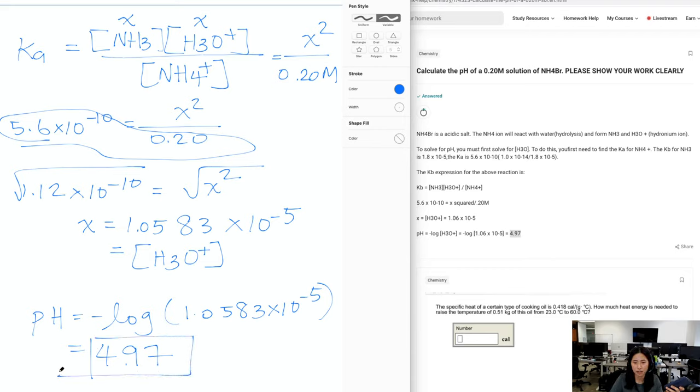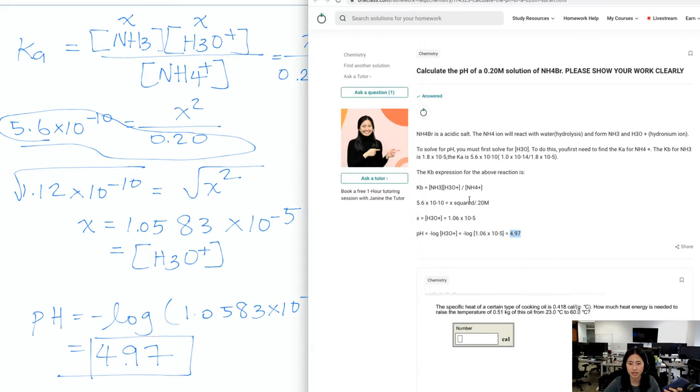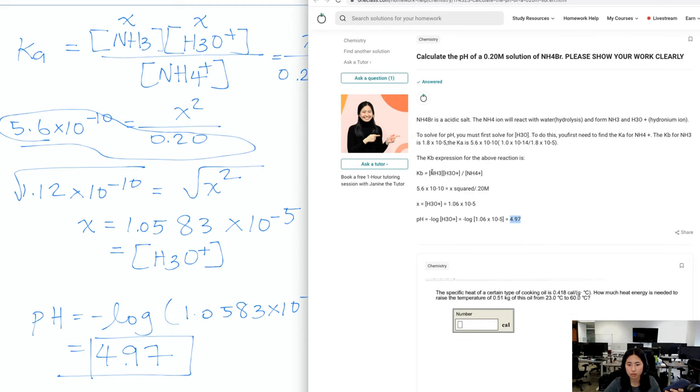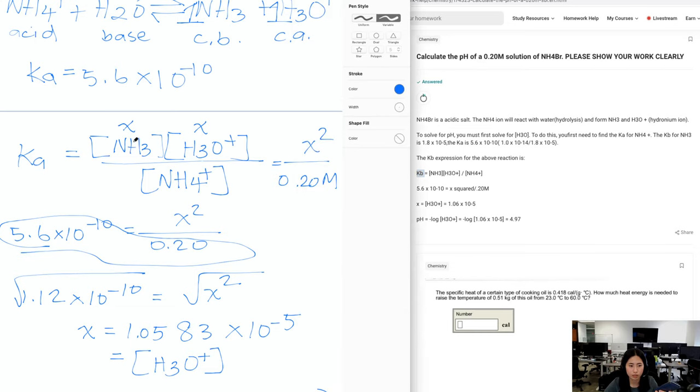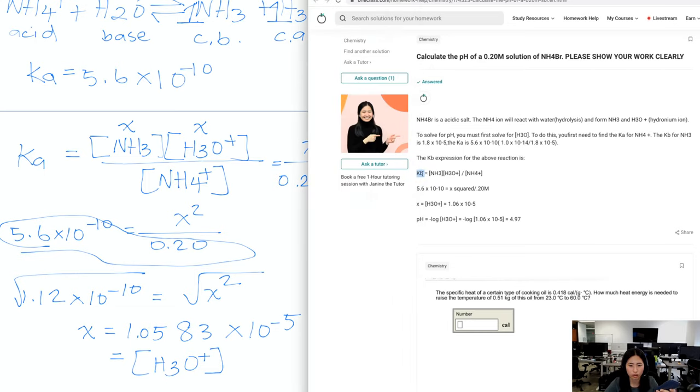Alternatively, because they brought up Kb, they said it was 5.6 times 10 to the negative 10. This should be Ka, not Kb, because we're dealing with NH4 plus. So this is Ka, and that's equal to NH3 times H3O plus divided by NH4 plus. They've pretty much done it this way, which is similar to this, but the only correction I would make is that this should be Ka.